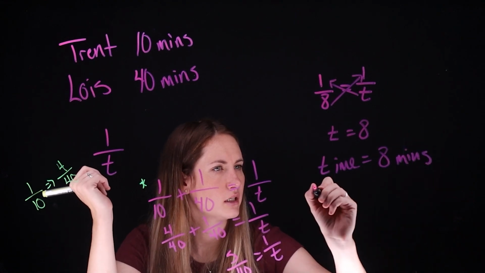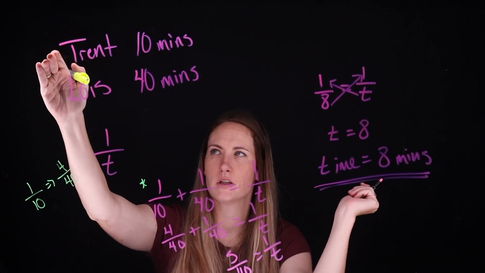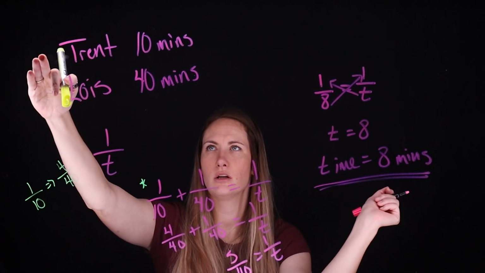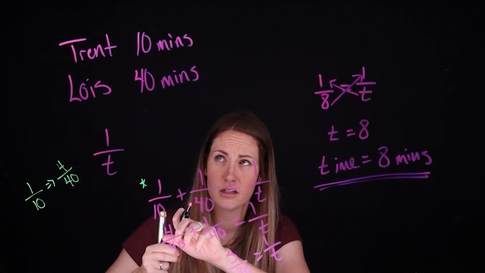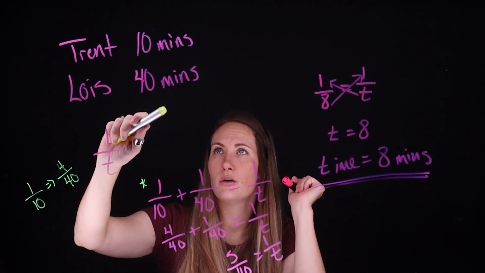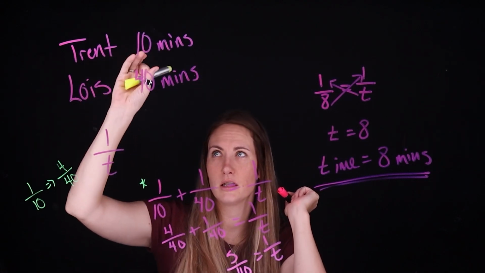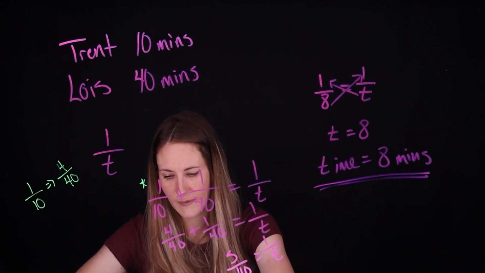What I'll tell you when you get to this problem, it shouldn't take them longer than the slowest person. It should be shorter than whoever is slowest, because if it takes longer, then that person didn't do their part. Yes, it takes Lois longer to do it, but Lois is still helping them, so it needs to be less than whoever is doing it.